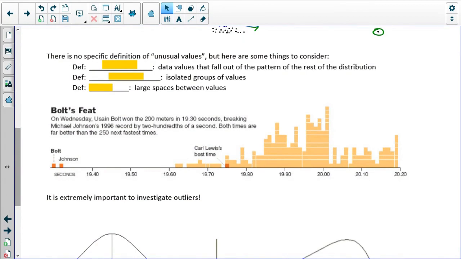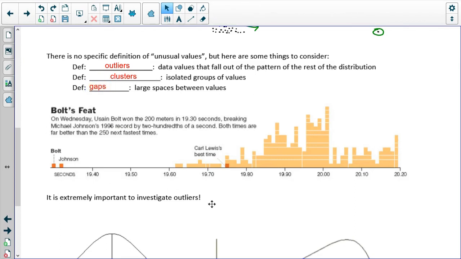There's no specific definition of unusual values, but we'll talk about some of those right now. So three different types of unusual values. We have outliers, which are way outside the pattern of the rest of the distribution, and we'll talk about a way to calculate those later. Clusters, which are little groups of values that are isolated from everything else. And gaps, which are large spaces between values.